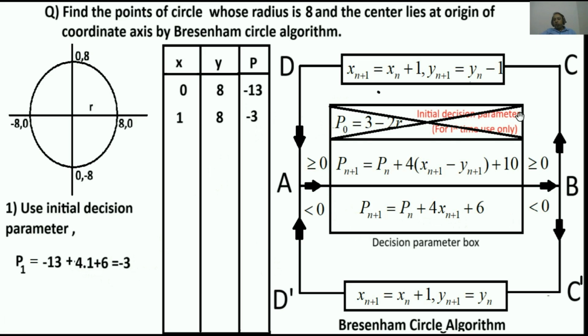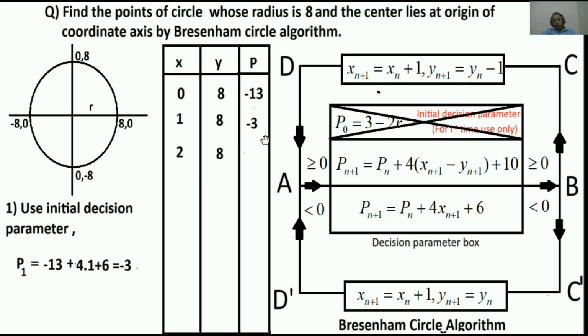Again, as I told, from this decision parameter box, in case a negative answer comes out, you have to follow the loop B C dash D dash A. So to the x add 1 to get the next x, and y remains as it is, yn plus 1 equals y. Like this. Now again we have to find the next decision parameter.